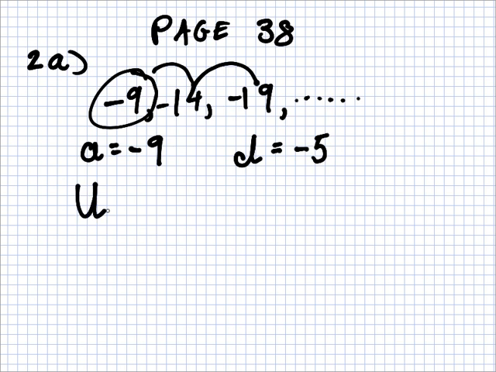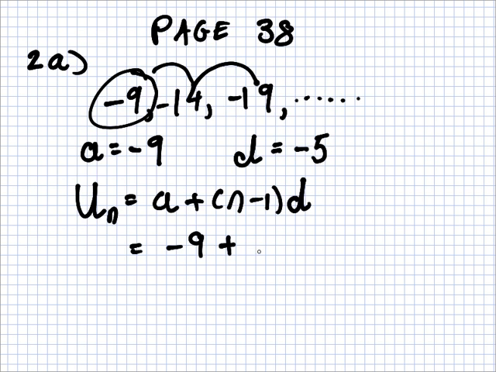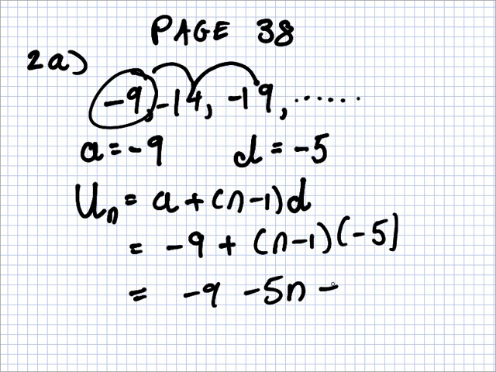And the formula we had is un is a plus n minus 1 d, which is minus 9 plus n minus 1 times minus 5. So that is minus 9 minus 5n plus 5. So that is minus 9 plus 5 is minus 4, isn't it? Minus 4 minus 5n. And that's the answer there for that one.